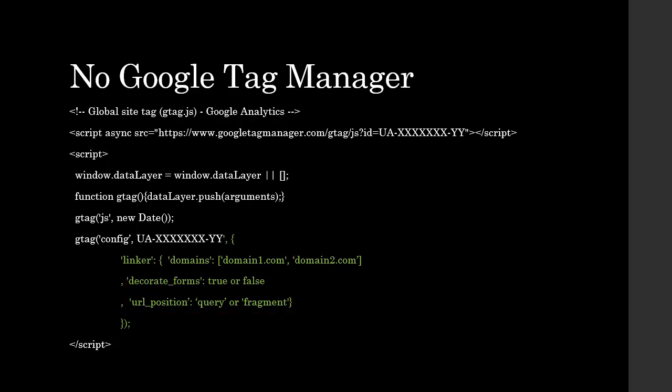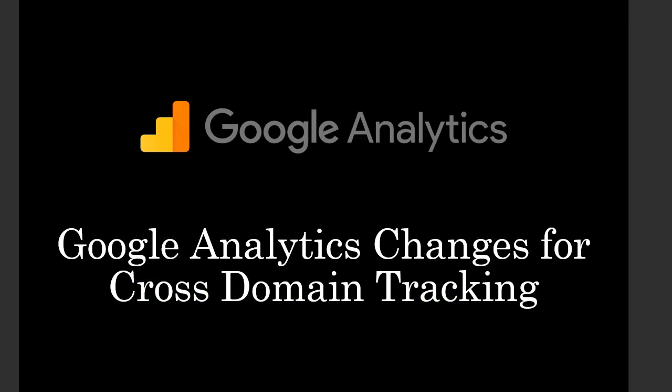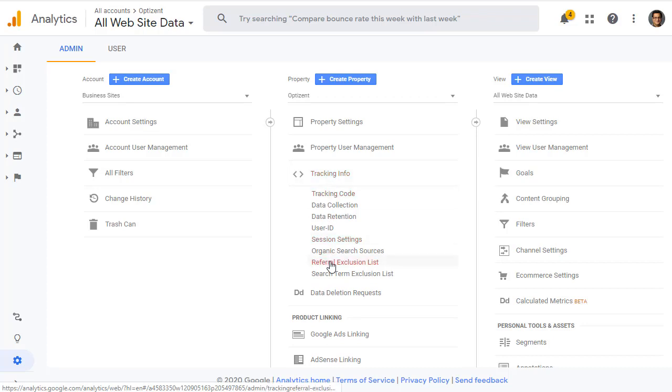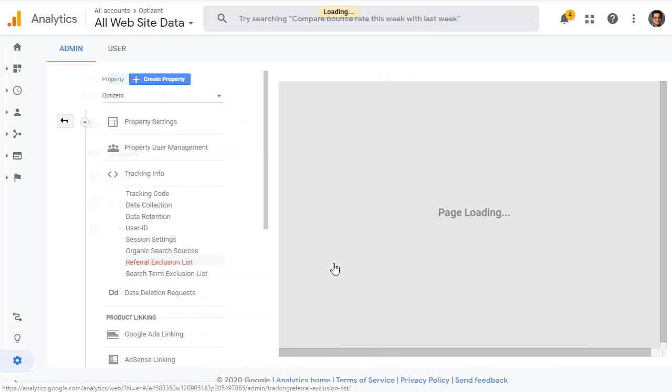And that's all. Make sure to put this code on every single domain that you want to track in cross-domain tracking. Once these changes are done, then we can move on to making the changes to Google Analytics. Just like what we did in subdomain tracking, we have to also set up referral exclusions in Google Analytics for cross-domain tracking. Go to Google Analytics and to the admin section of your property. And under tracking info, click on referral exclusion list.